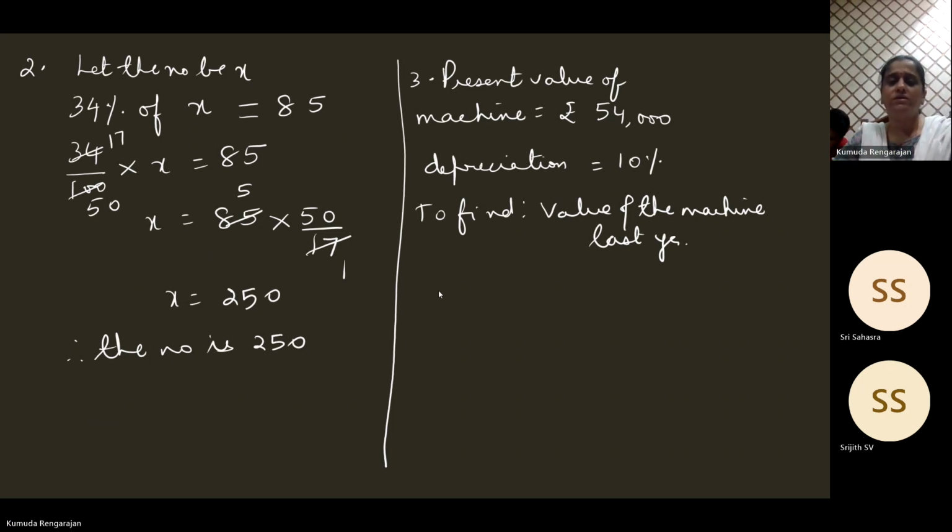Okay. This is what is given in the question. The present value of the machine is 54,000. Depreciation is 10%. Depreciation means the value is reducing. Depreciation means the value of the product, whatever the equipment is, keeps reducing year after year. Like when you buy a car or a refrigerator, television, the value of these items will keep decreasing every year.